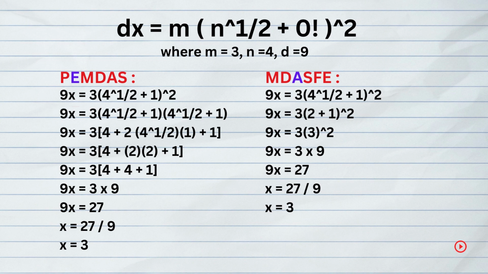For MDASFE, 9x equals 3 [square root of 4 plus 1], raised to the power of 2. 9x equals 3 [2 plus 1], raised to the power of 2. 9x equals 3 times 3, raised to the power of 2. 9x equals 3 times 9. 9x equals 27. x equals 27 divided by 9, x equals 3.